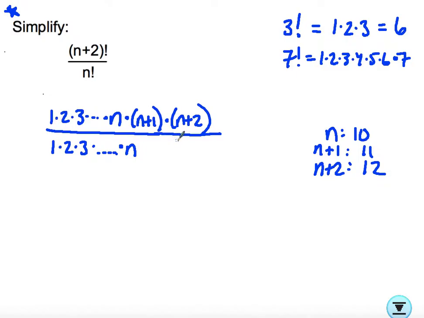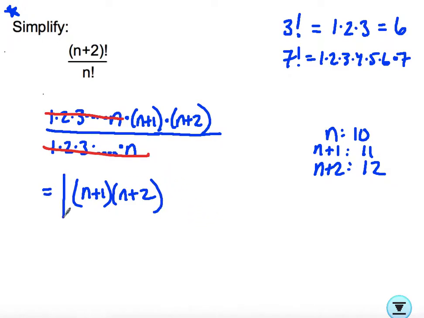Now, the thing that we can do is cancel out the stuff on top and bottom that are the same, and we're multiplying, so we can do that. I have 1 through n on the bottom that would cancel with 1 through n on the top. So what do I have left? I have n plus 1 times n plus 2 left on the top. So that would be my answer. It's very generalized looking.